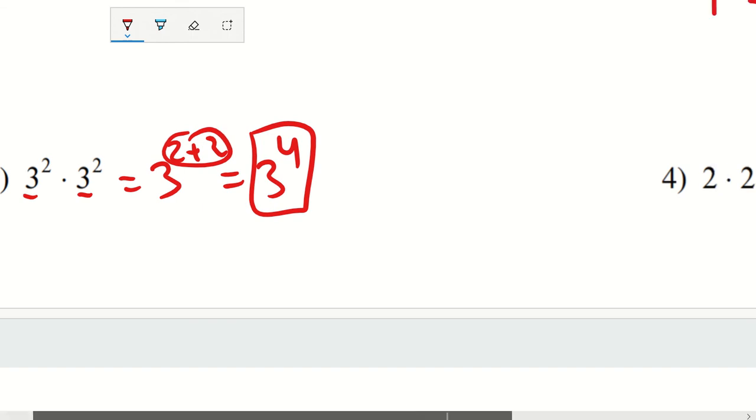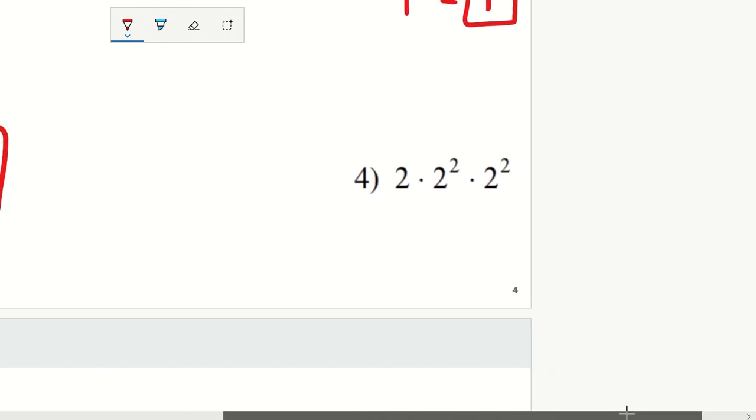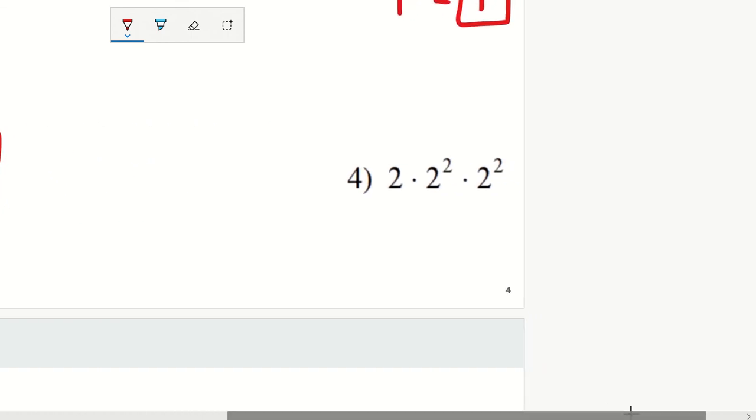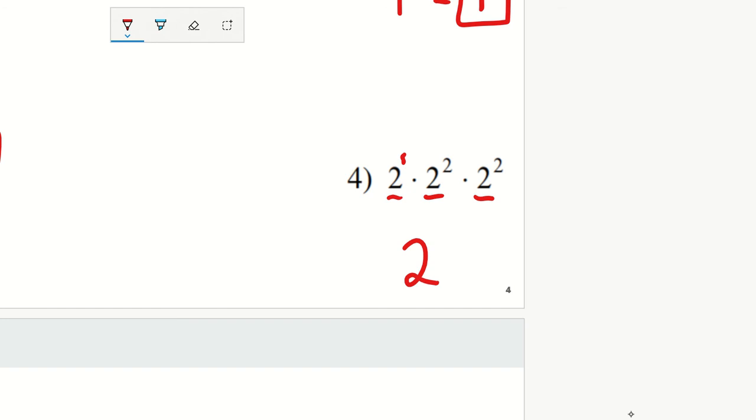Let's try one more example where the bases are numbers. As you can see, we have 2 times 2 squared times 2 squared. As long as we have the same base, in this case a 2, we can use the product rule. We keep the base, the 2, and then we just add the exponents. We have 1 plus 2 plus 2. 2 plus 2 is 4, plus another one is 5. So 2 raised to the 5th power. That would be our answer right there.